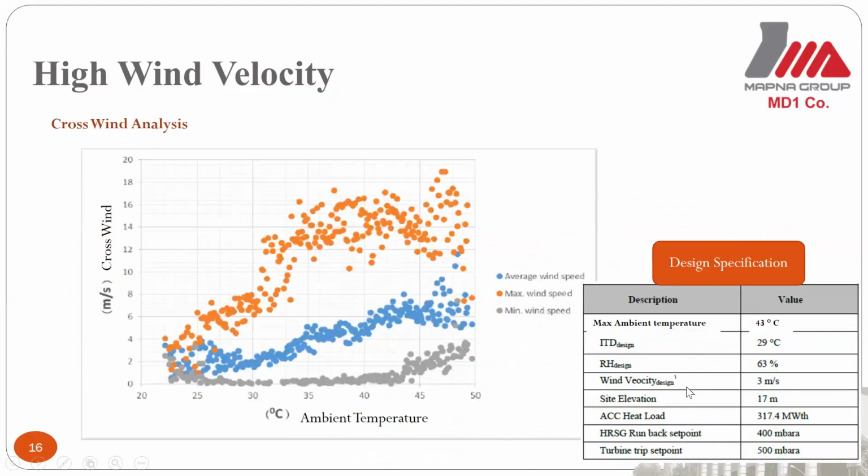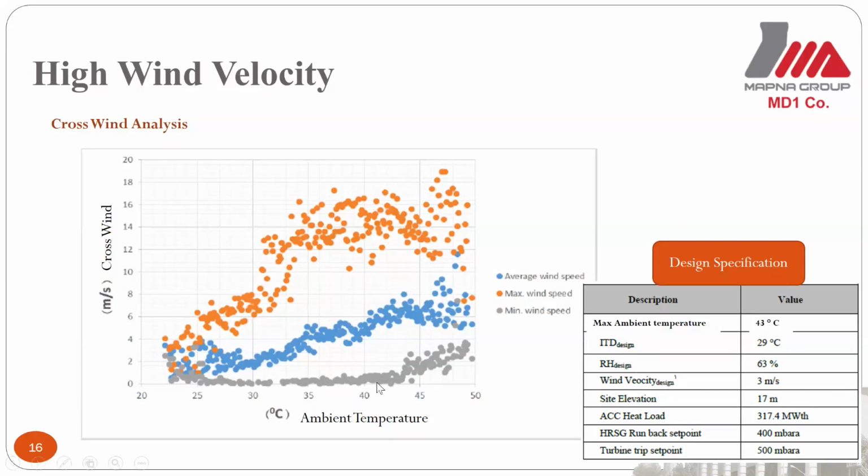To study this problem, first of all, we analyzed crosswind and ambient temperature. We found that sometimes crosswind and ambient temperature simultaneously increase beyond the design condition values. As you can see in the right table, the maximum ambient temperature and design wind speed are 43 and 3 meters per second respectively. And as you can see in the left graph, high crosswind speed and ambient temperature happen frequently during summer, contrary to our expectation.